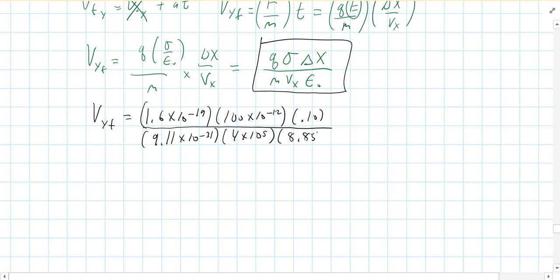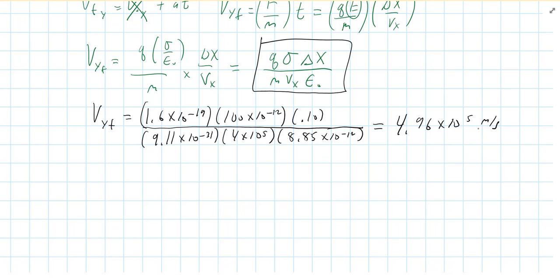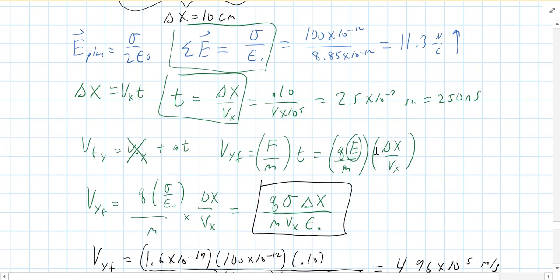That's 8.85 times 10 to the negative 12. If you do all that in the calculator, and you might want to try this out and make sure you get the same answer I get, it's 4.96 times 10 to the fifth meters per second. Or if you're really cool, you write 49.6 megameters per second, but only if you're cool, okay? All right, so that's our numerical final vertical velocity.